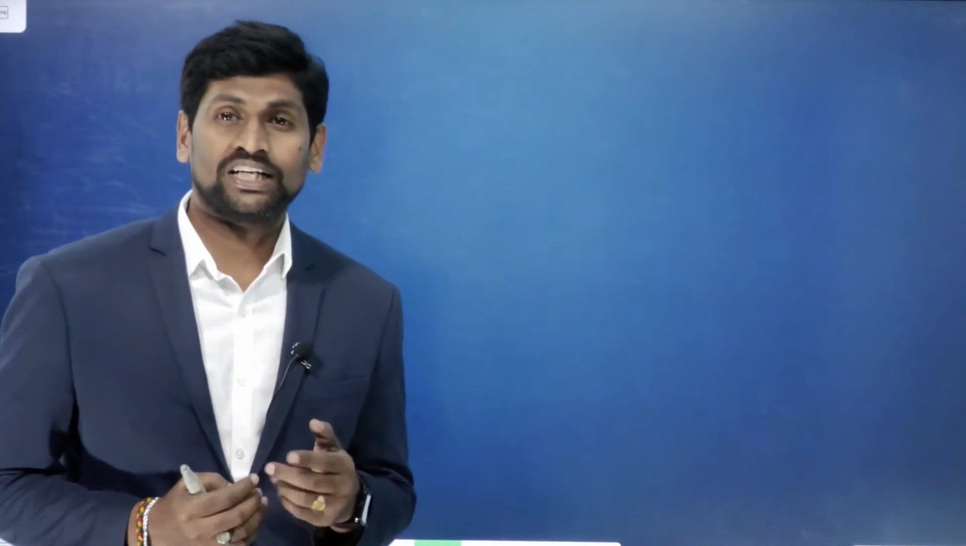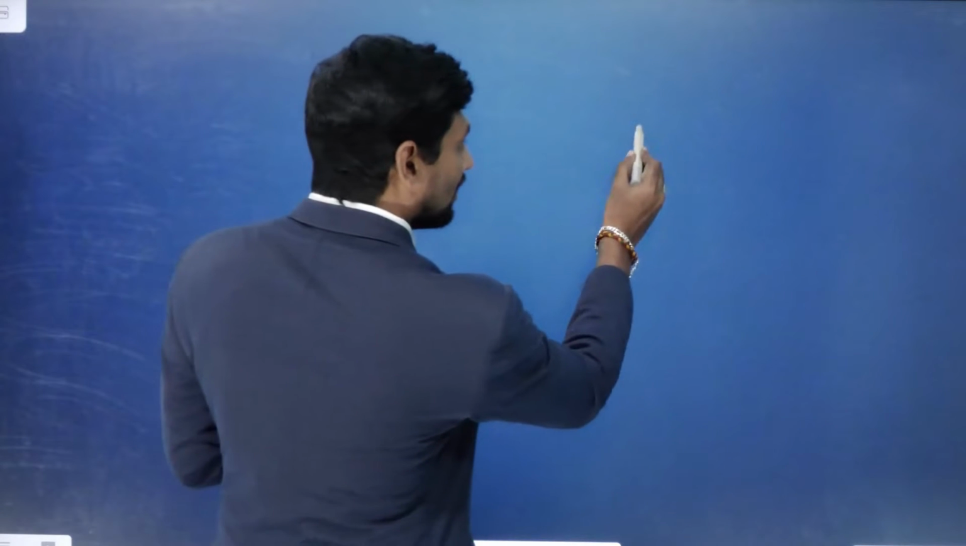Before going to today's class, let us revise once again. In our previous class, we discussed remainder type of problems by using the congruence rule and Fermat's rule. What are the rules here?